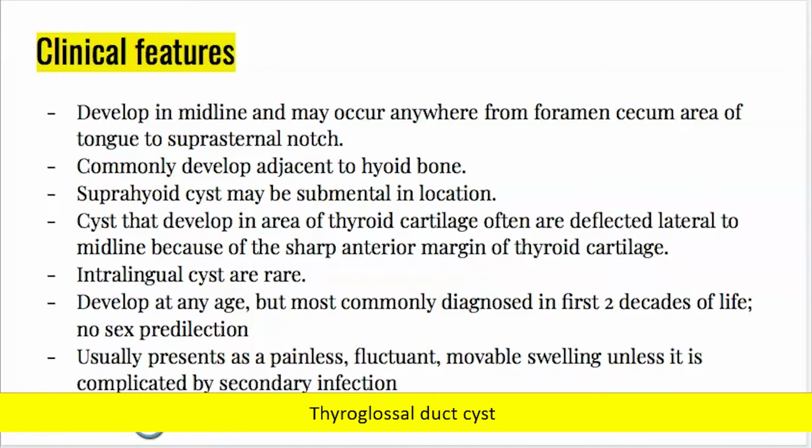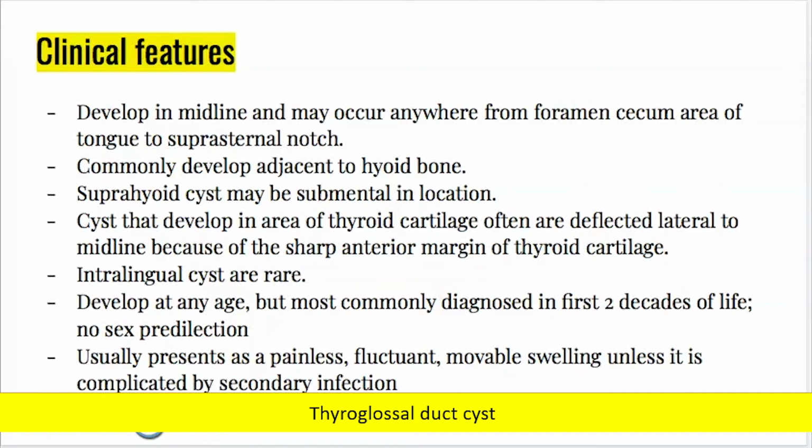It is commonly developed adjacent to the hyoid bone. Suprahyoid cysts may be submental in location. The cysts that develop in the area of the thyroid cartilage often are deflected lateral to the midline because of the sharp anterior margin of the thyroid cartilage. Intralingual cysts are very rare. This lesion can develop at any age, but commonly is diagnosed in the first 2 decades of life, and it shows no sex predilection.